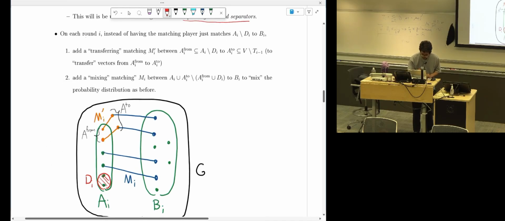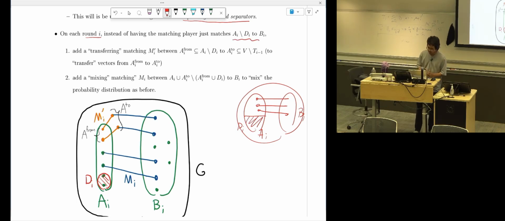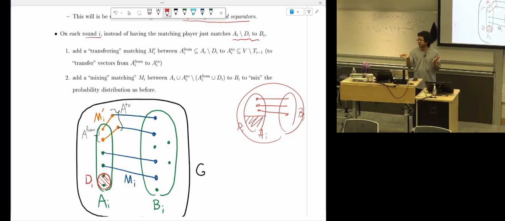In round i, right? It used to be that in round i, with the matching we have A_i and B_i, the matching player used to just delete something, and then match the rest. That's what happened before. And so instead of doing just this, what I'm going to do now is imagine that we move something first and then match.